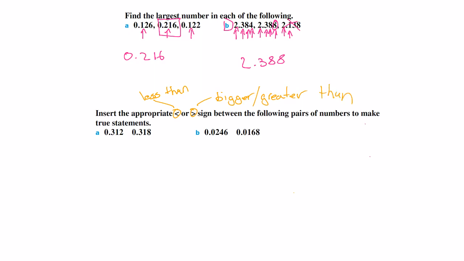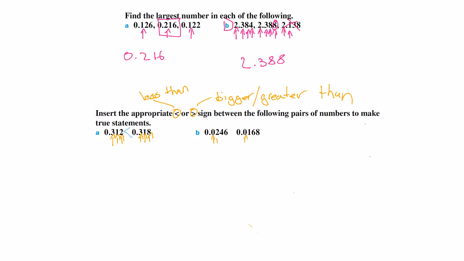So what it's saying is we look at the decimals and say which one is bigger or smaller than the other. So I've got 0.312 and 0.318. Again, I've got to look in the tenths position, 3 and 3. In the hundredths position, I've got a 1 and a 1. In the thousandths position, I've got a 2 and an 8. That means 0.312 is less than 0.318.